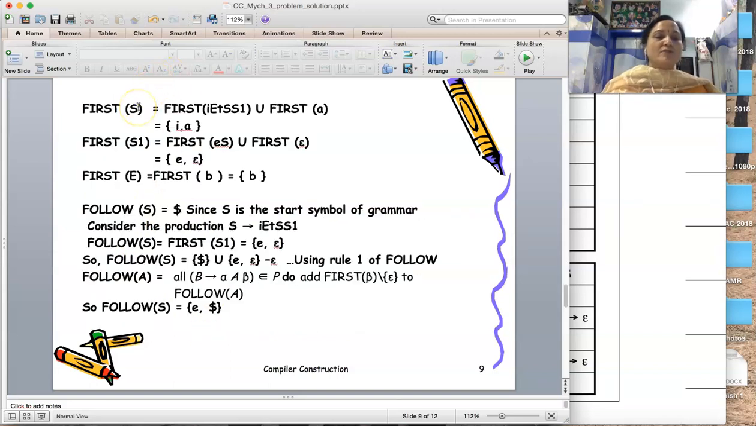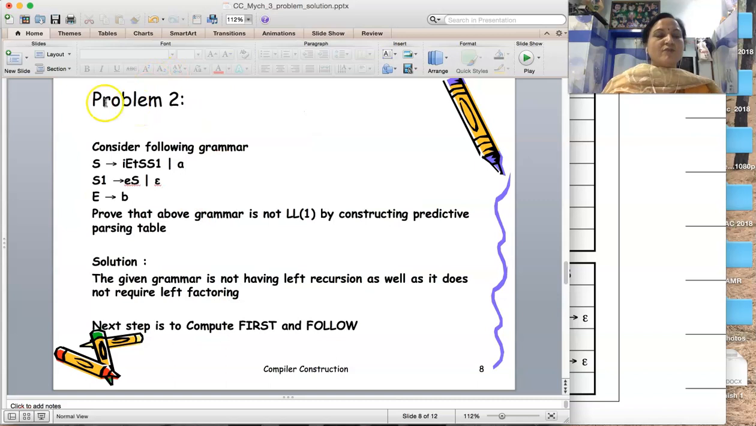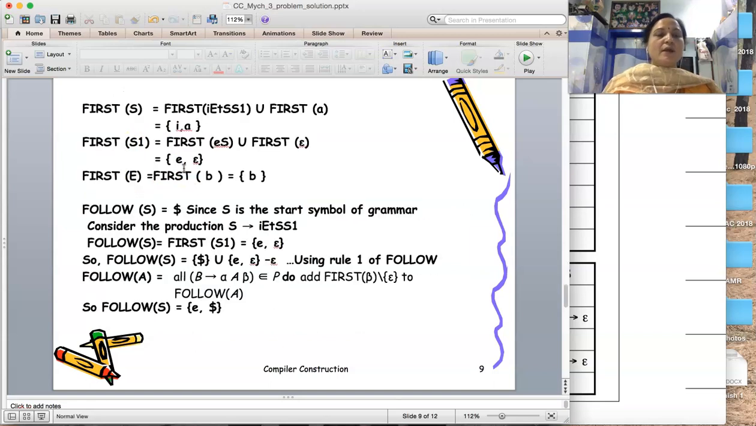To calculate first of S, we have to see what are the productions of S. S is having two productions, i E t S S1 and S tends to a. So first of S equals first of i E t S S1 union first of a. Now since i is a terminal symbol, I can take directly first of S equals i, and a is also a terminal, I get small a. So i comma a is there in the first of S.